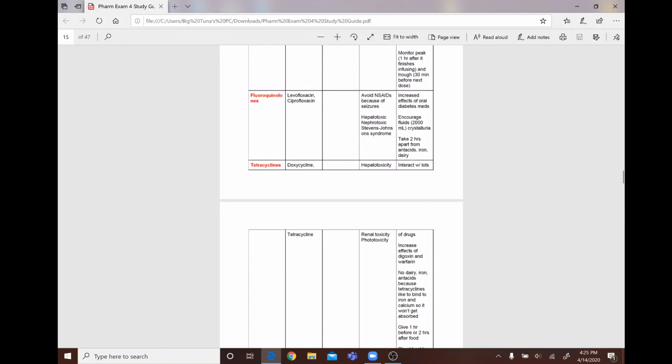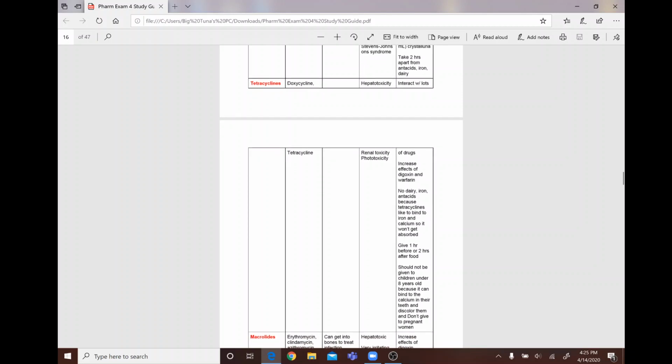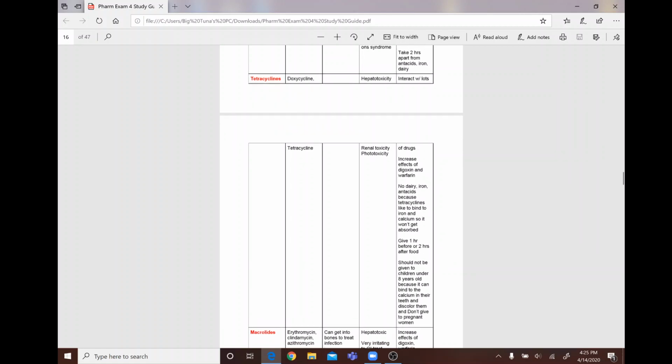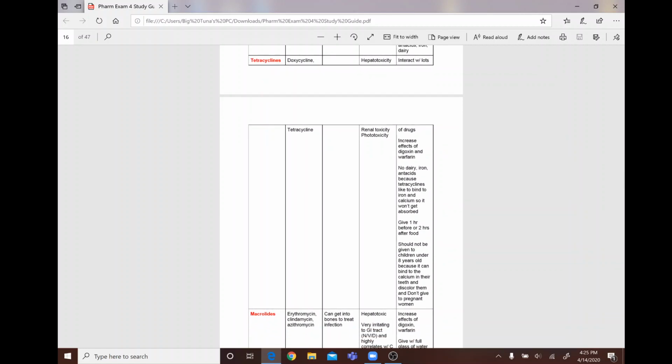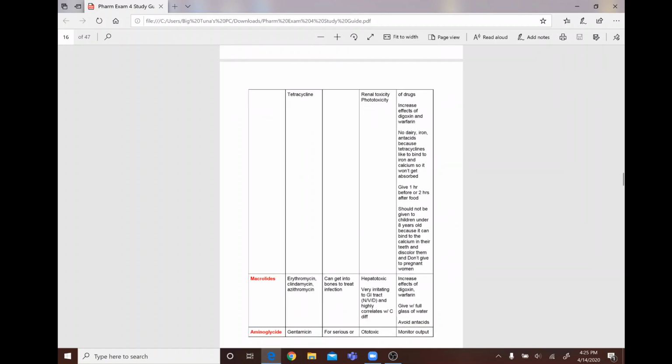Tetracyclines, you've got doxycycline and tetracycline. They can cause hepatotoxicity, renal toxicity, and phototoxicity. Tetracyclines increase the effects of digoxin and warfarin. With tetracyclines, you don't want to take dairy, iron, and antacids because tetracyclines like to bind to iron and calcium, so it won't get absorbed. When you eat, you want to give these 1 hour before or 2 hours after food. Tetracyclines should not be given to children under 8 years old because they can bind to the calcium in their teeth and discolor them. You also don't want to give tetracyclines to pregnant women.